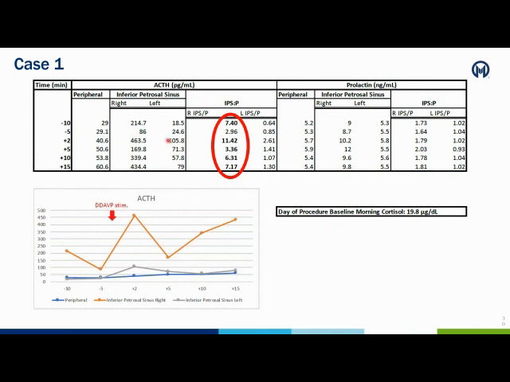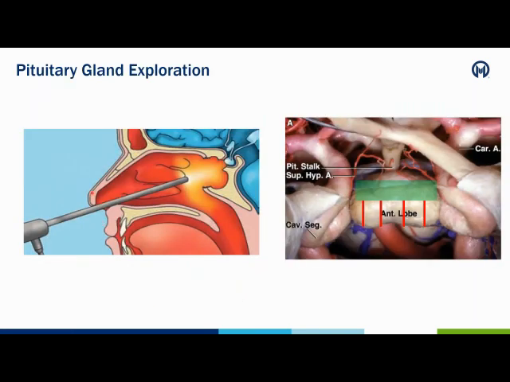In this case, we look at the numbers here as we get an IPS to periphery ratio. This is pre-stimulation. We got a number that is above, or actually 2 numbers that are above 2, and post-stimulation, all of the timestamps on the right side showed a ratio of IPS to peripheral greater than 3. So this makes us very confident that this patient has Cushing's disease, and that leads us to what we do, which is the gland exploration.